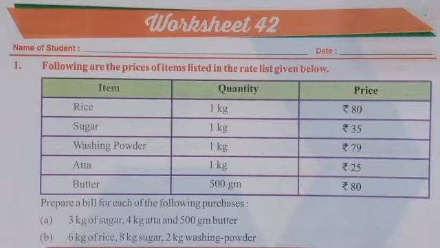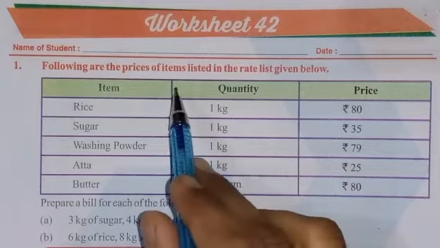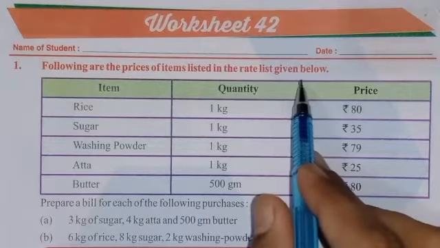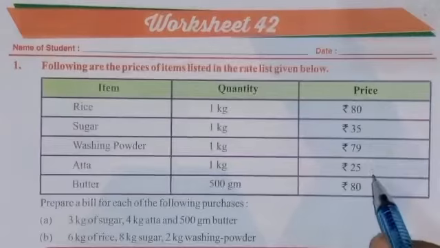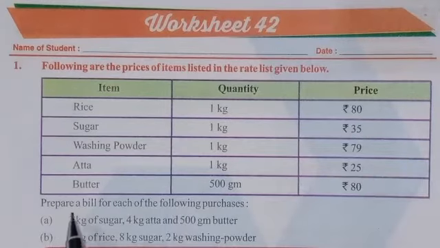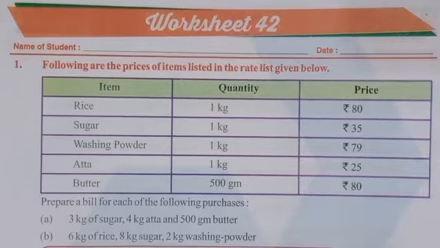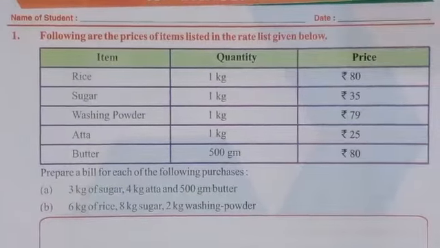This is the workbook of class 4th for mathematics, and today we are going to solve worksheet 42. The first question is: following are the prices of items listed in the rate list given below. Here some items are given, with their quantities and prices. Prepare a bill for each of the following purchases: 3 kg of sugar, 4 kg atta, and 500 gram of butter. Okay students, so we have to prepare a bill for this.